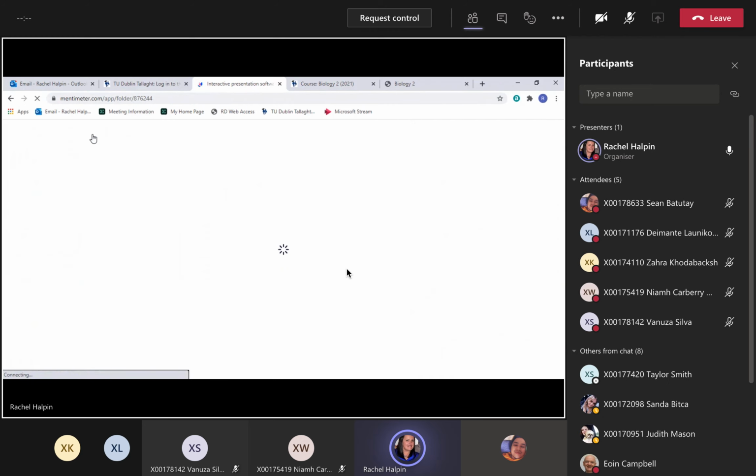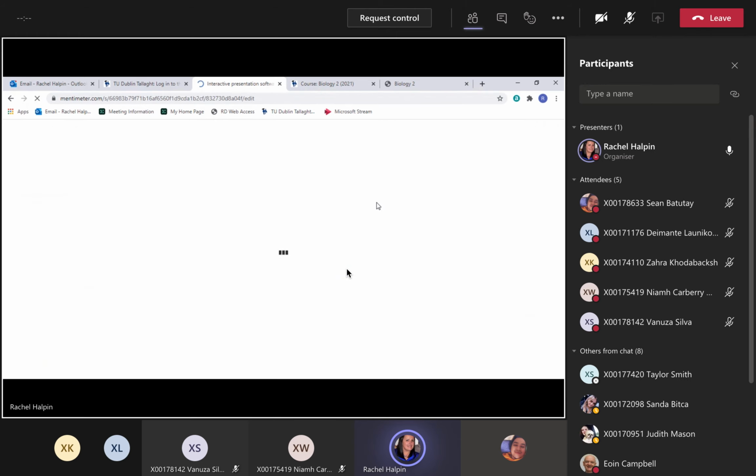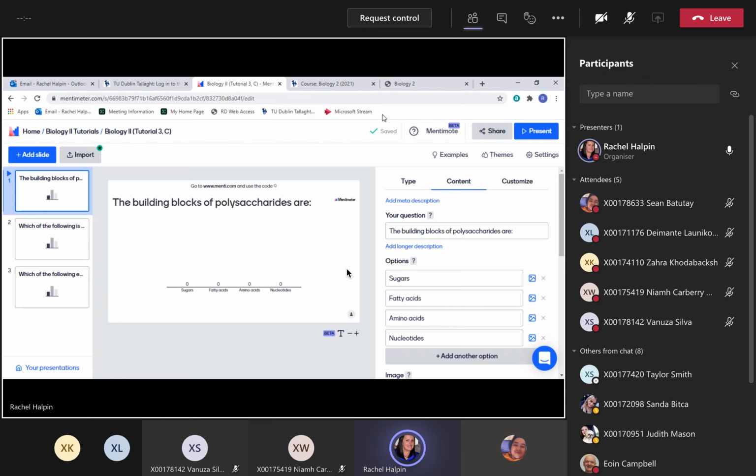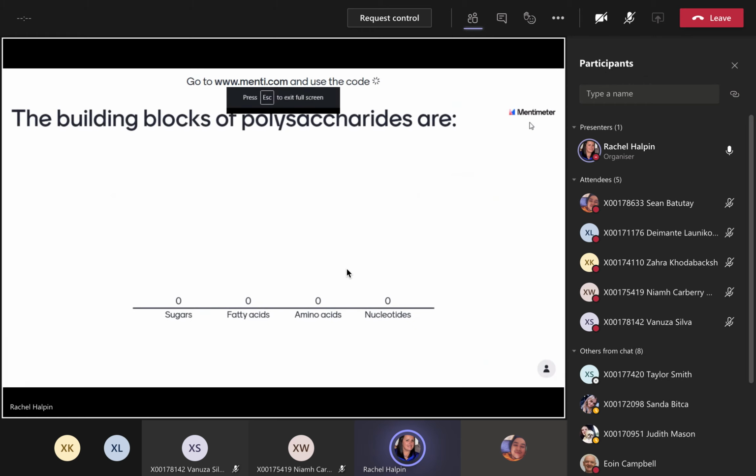So, you need to enter a new code. So the new code is 6169715. This is a nice and easy one. The building blocks of polysaccharides are which of the following? 4 options.